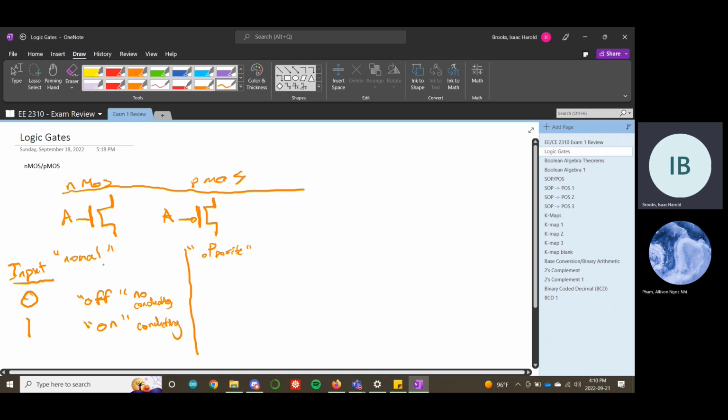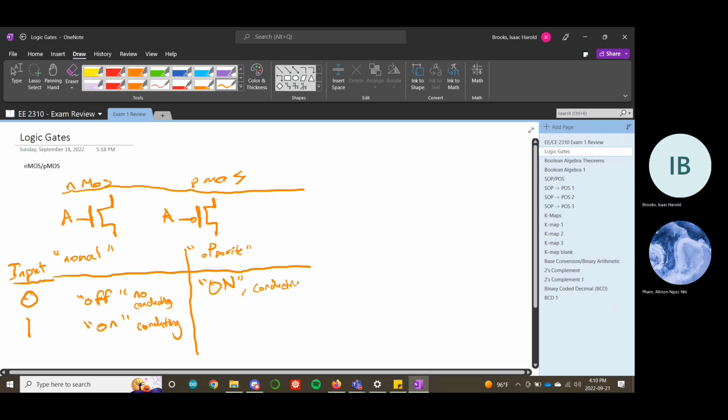And everything is opposite for the PMOS. So in a PMOS, if your input is 0, then it is on, and that means it's conducting. Whereas if your PMOS has an input of a 1, that's off, which means that it is not conducting.